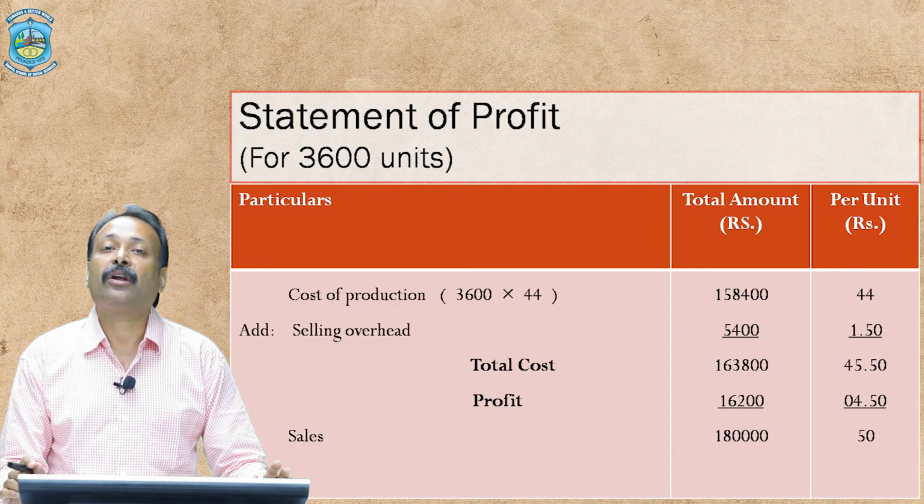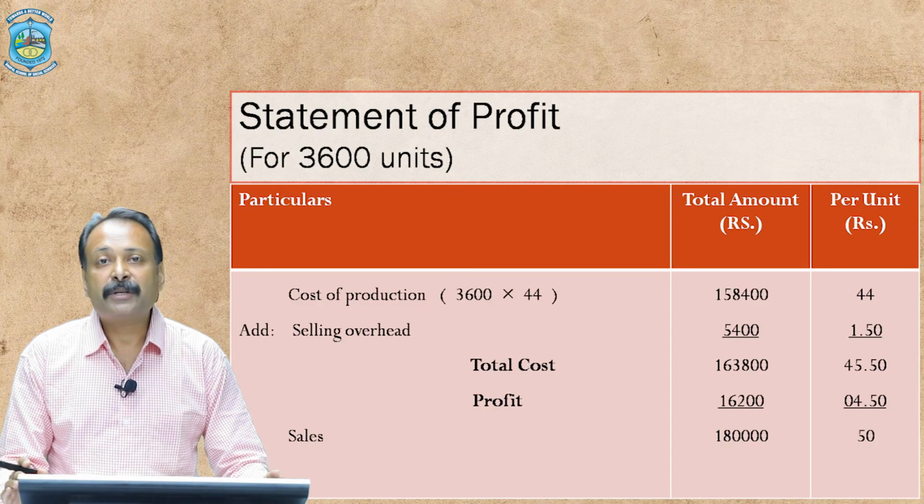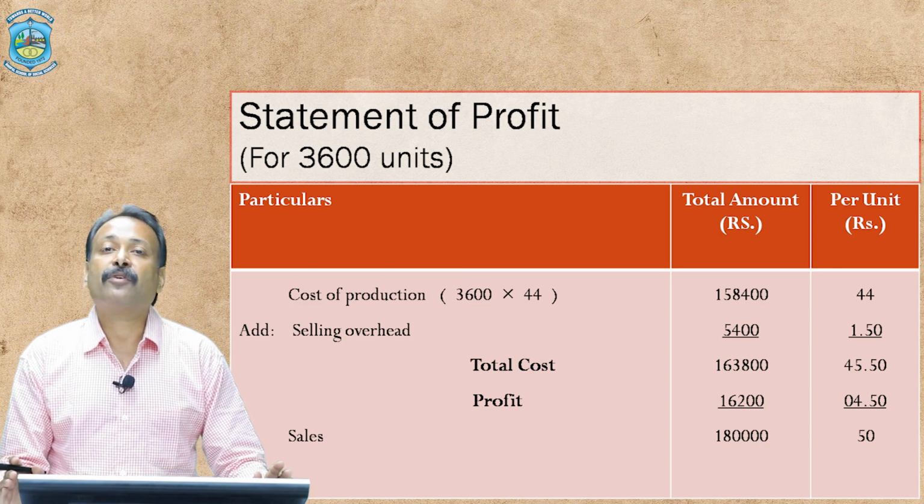As I told you in the beginning of this question, we have output of 4,000 units and units sold is 3,600. So, we have to calculate the cost of production of 3,600 units. Again we are going to prepare another statement, which we call a statement of profit. One big column for particulars and 2 small columns for amount. One amount column is for total amount, the next amount column is for per unit amount.